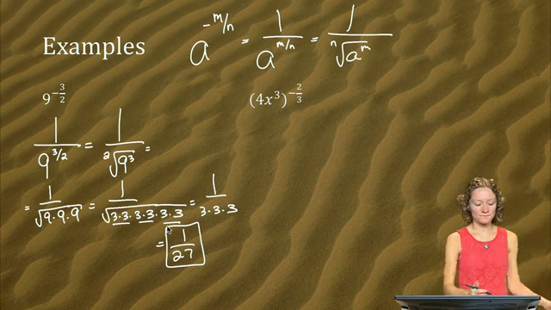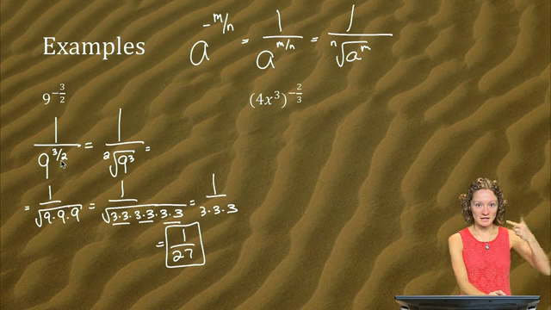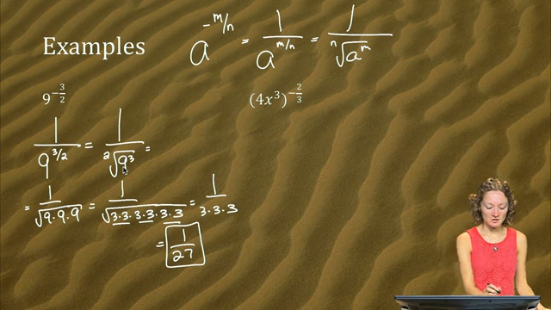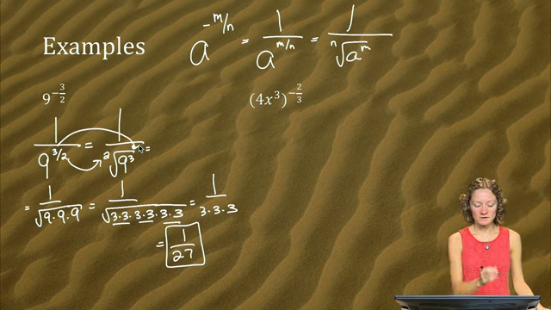So to review, we fix the negative in the exponent by flipping its position in the fraction to make it a positive exponent. Then change. Denominator is the index, numerator is the exponent underneath, and then simplify.